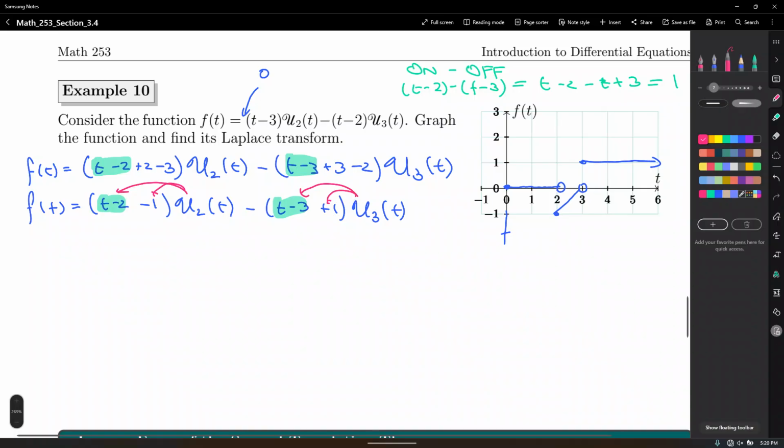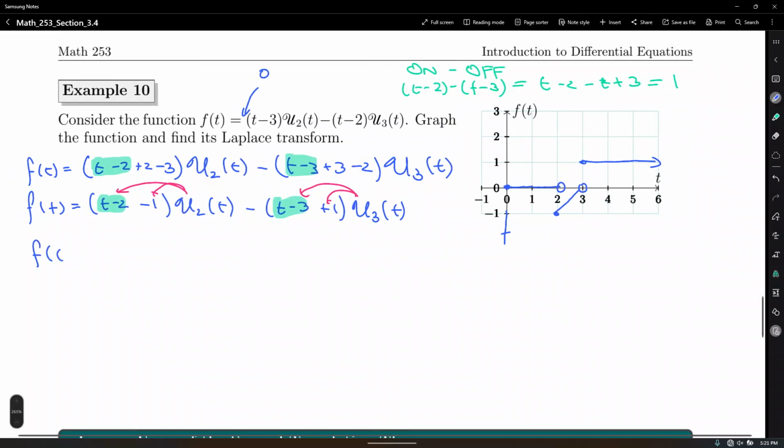The rest, let's just find the transform of it. So f of t equals (t minus 2) times u sub 2 of t, minus simply u sub 2 of t, minus (t minus 3) u sub 3 of t, minus u sub 3 of t. Okay? And we're ready to find the transform of every single term right here.